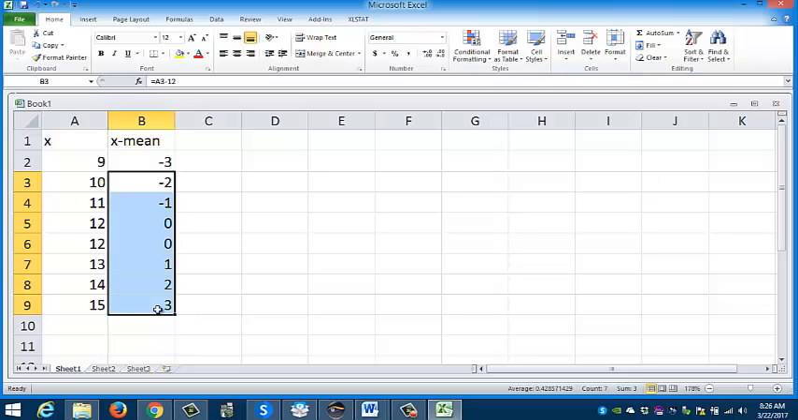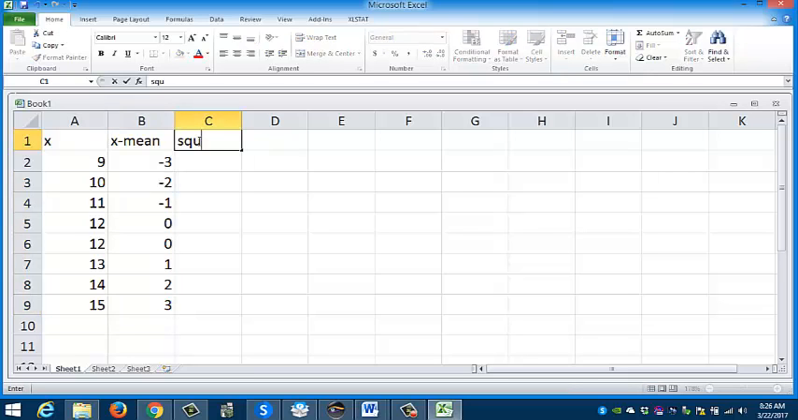Hey, these numbers here, after I have them, can you guys tell me what I'm supposed to do with these? Supposed to square them, right? Okay. I'm going to go to the next column. What'll I label it? Maybe I'll say, okay, square them, just so I can remind myself what I did. Right? What am I going to type here? Equals. Equals what? Well, take that -3, so that would be B2. I'm going to click on B2, and it's going to type B2.